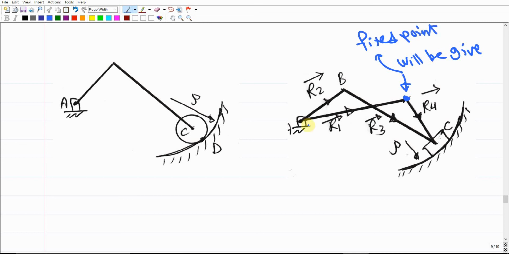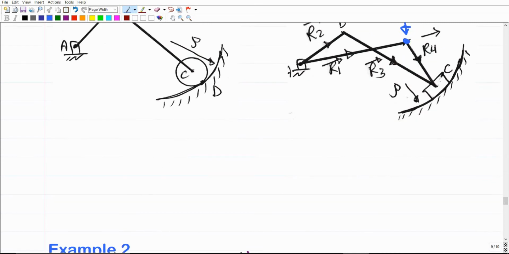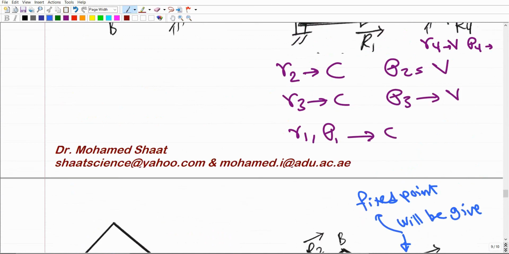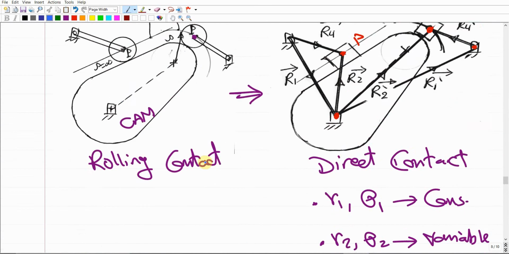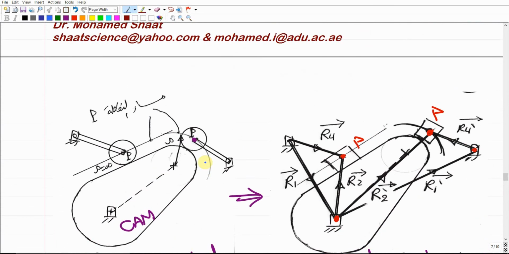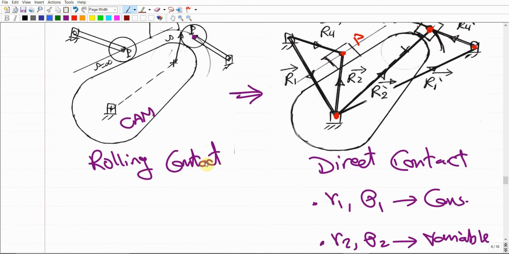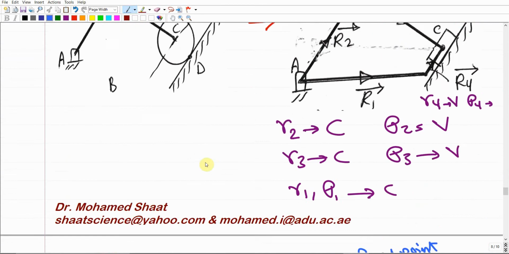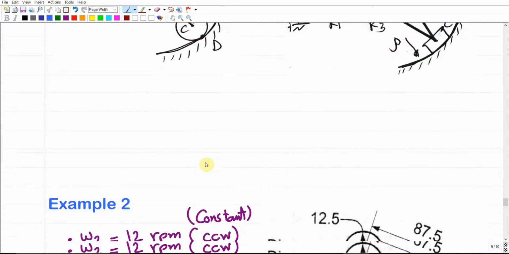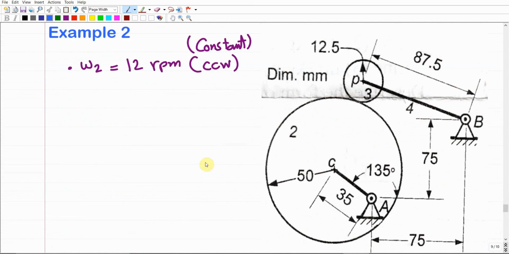Fixed point. Make sense? So this is the key idea of the rolling contact problem: convert the problem into an equivalent direct contact problem, and then treat it as a direct contact as we did before at the start of this video. What I'm going to do right now is give you this example.